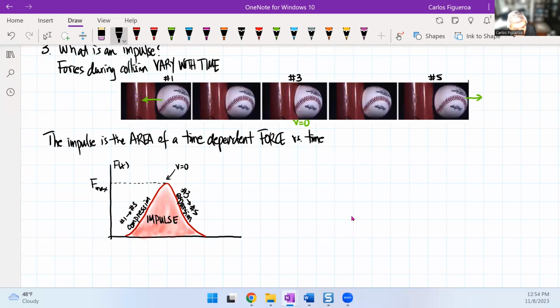There is no constant force terms in the collisions. And by the way, I didn't state this, but I should state this right now. This is where right here contact begins. Right here we say contact ends. And then finally, this time distance from here to here, delta t, is what we call the contact time.